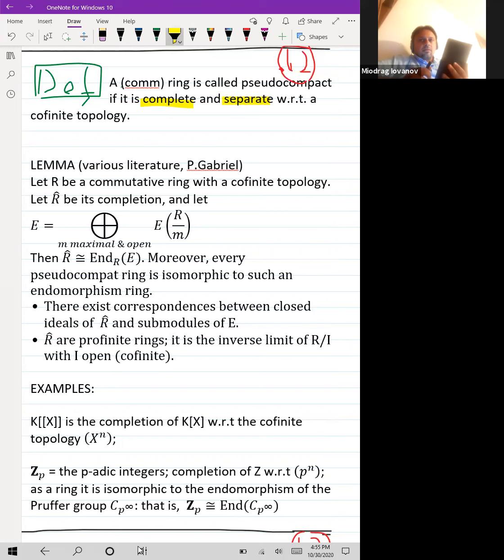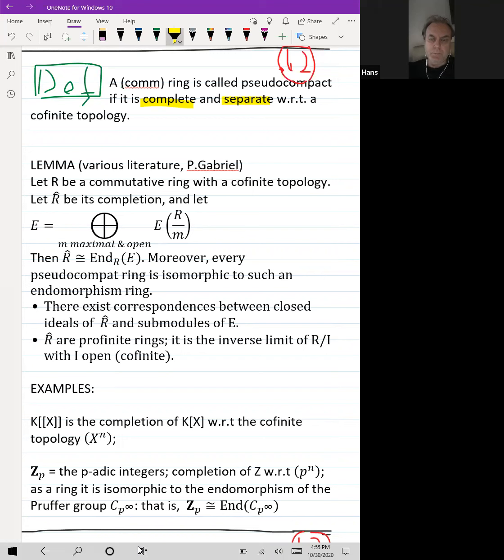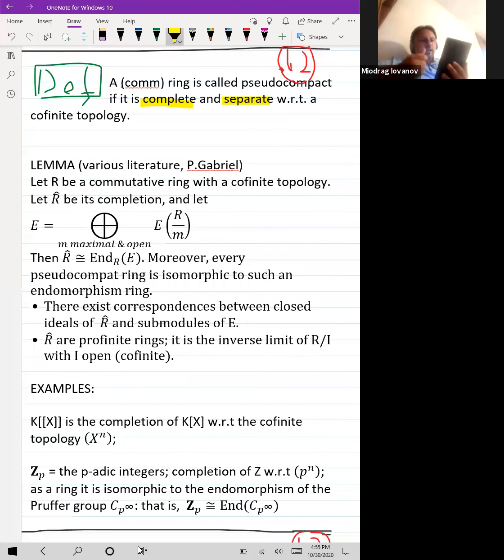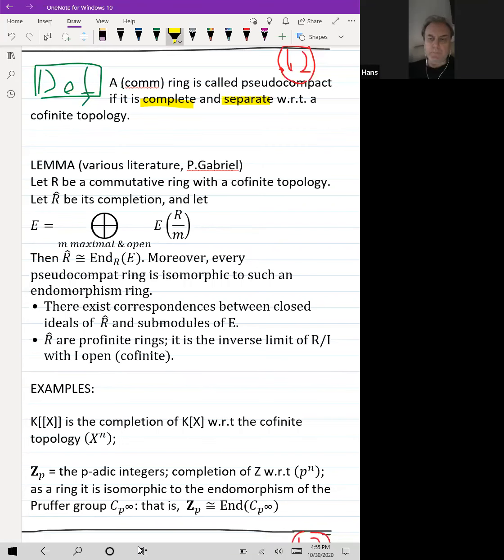Yes. Okay. And separated really is translated algebraically as saying that zero is the intersection of cofinite ideals. Right. Sure. And completeness, together with separated, is translated to saying that this is actually an inverse limit of Artinian commutative rings.